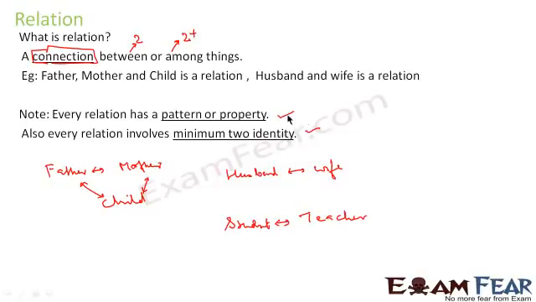And we need to note that every relation has a pattern or property. Husband and wife has a pattern. Student and teacher has a pattern. Similarly, father, mother and child has a pattern. Also, for a relation to exist, it should have minimum two identities. I can't say husband has a relation. When I say only husband, it doesn't make sense. To say that husband has a relation, I should say husband's relationship with wife or with kid. You need to have minimum two identities for a relation to exist. This is the basic idea of relation. We will explore more in the future chapters.